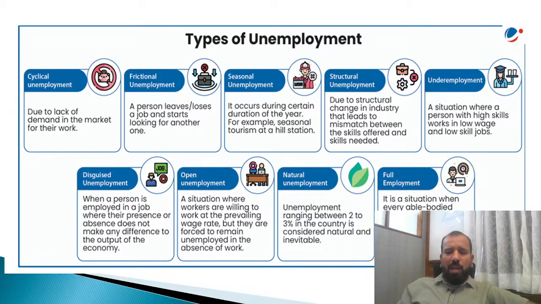Natural unemployment: as per normative economics, unemployment is a part of the economy. Unemployment of 2 to 3% in a country is considered natural or inevitable. It will be there, and you can't reduce it below 2 or 3%. Then full employment is not perfect, but near 96, 97, 98%. This is all about the types of unemployment. You have to understand this.